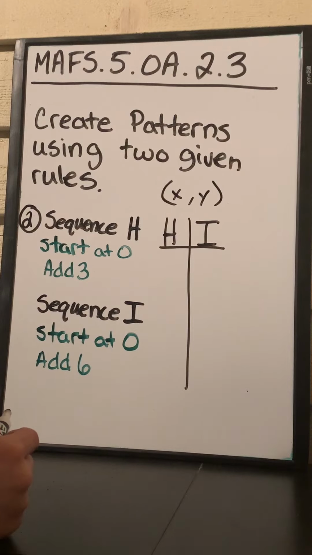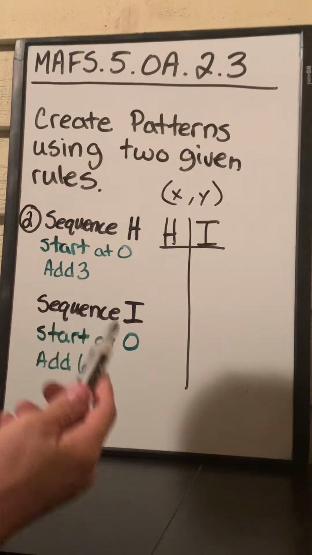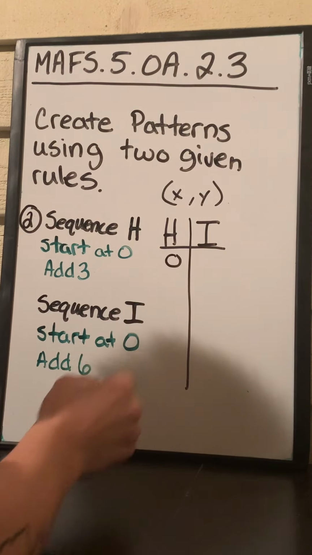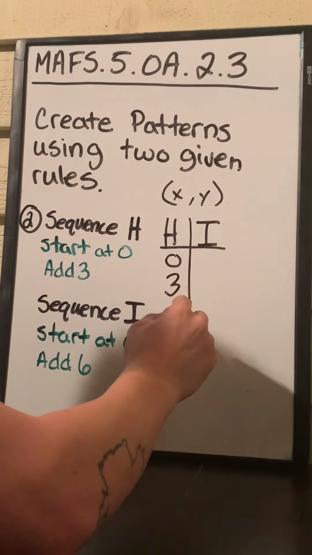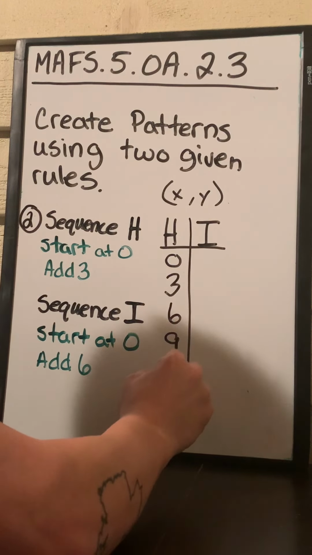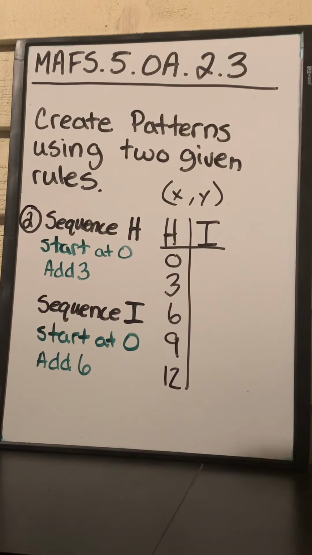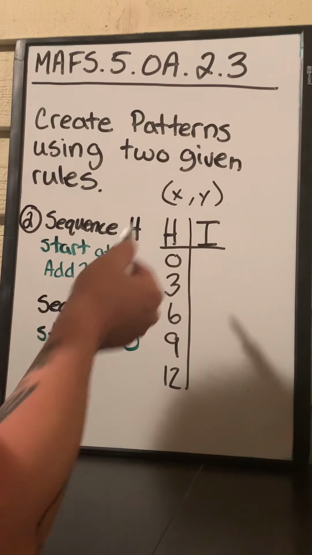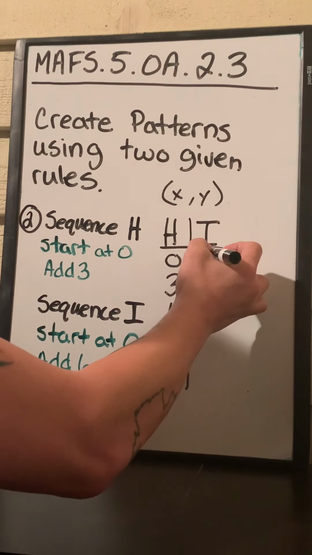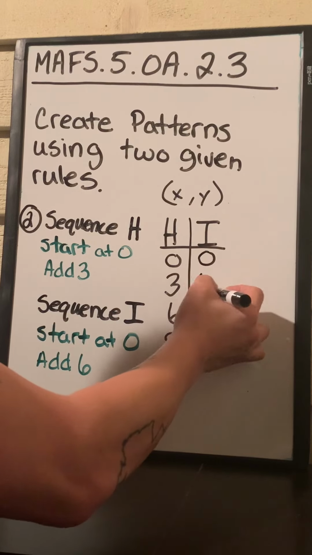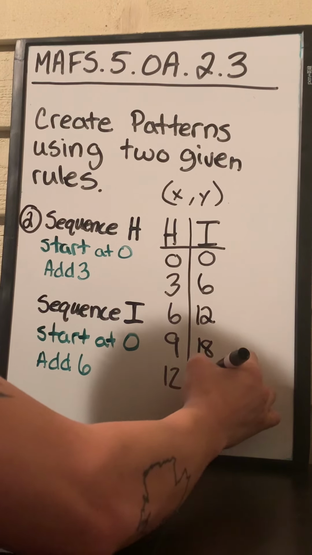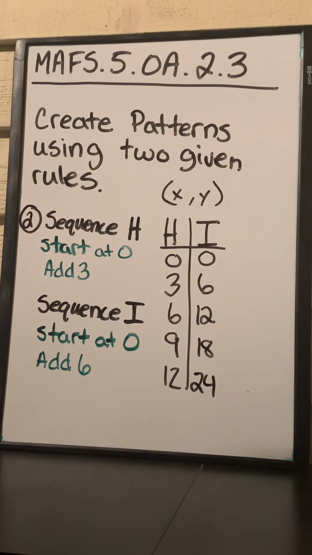All right, so sequence H says start at 0. So it's very important to write that 0 because that is the first term in your sequence. So we start at 0, add 3. So we have 3, 6, 9, 12. So those are the 5. Remember, minimum of 3, and you can go on as long as you want, but I like to have 5 to be safe. All right, and I, our rule is start at 0 and add 6. So 6, 12, 18, 24. Okay, so we have our two patterns and we use two given rules to get those patterns.